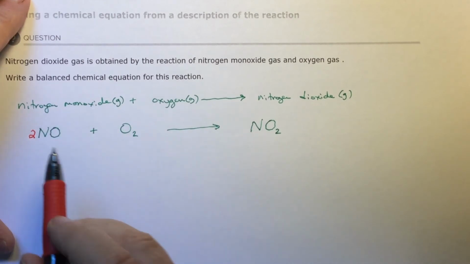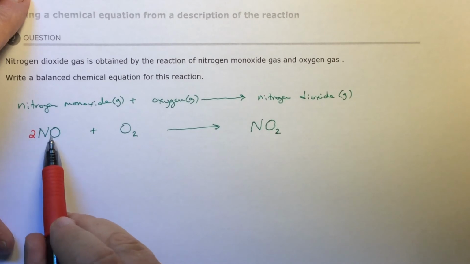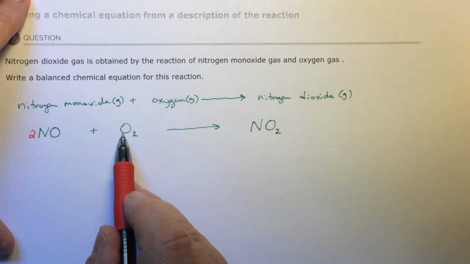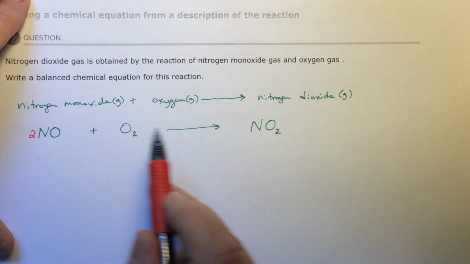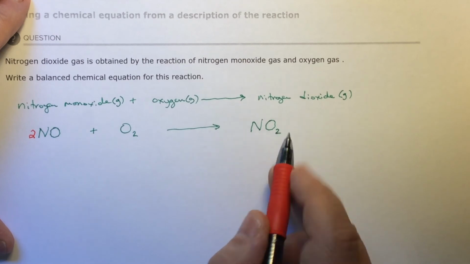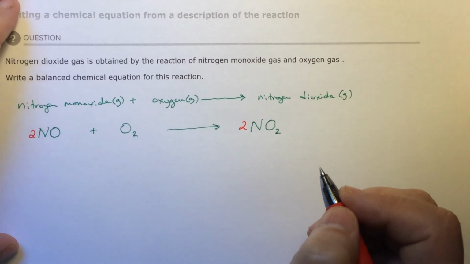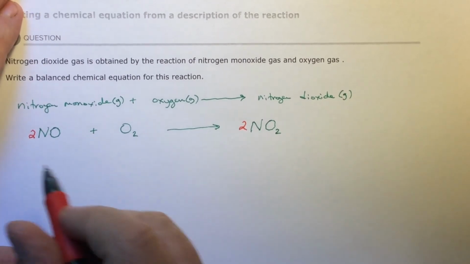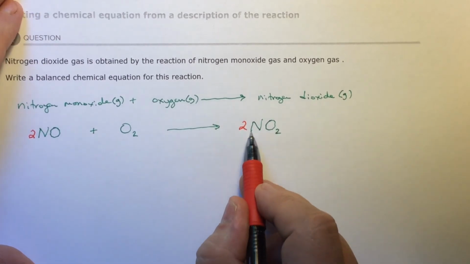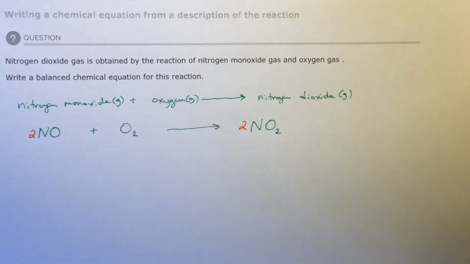Now how many oxygens do I have? 2 plus 2 is 4. How do I make this 4? 2 times 2 is 4. My oxygens are balanced. Now go back and check my nitrogens. I have 2 nitrogens and 2 nitrogens, so that's balanced. You need to practice things like this. This one is a perpetual headache for people because they're not confident. But the more you do, the more your confidence builds.